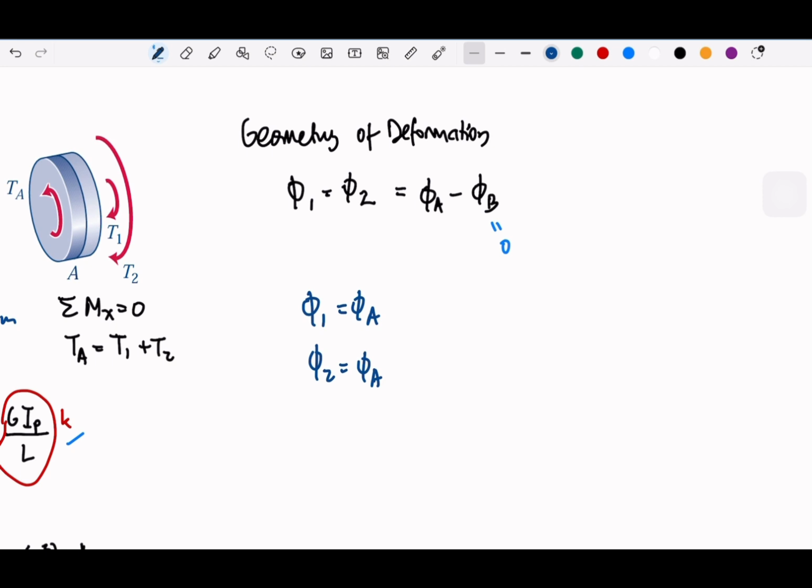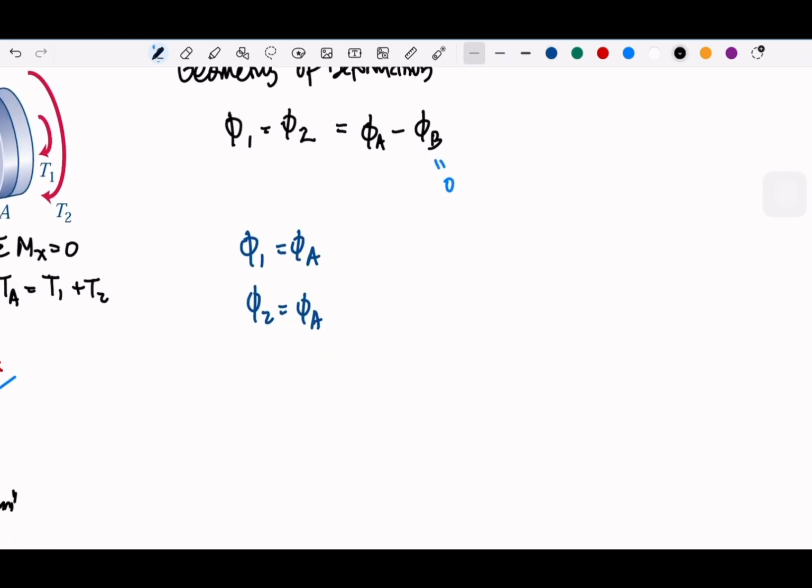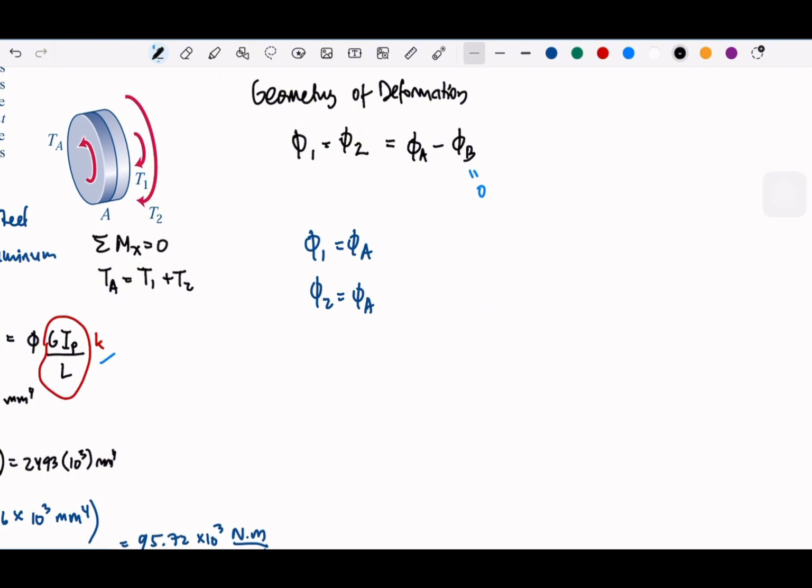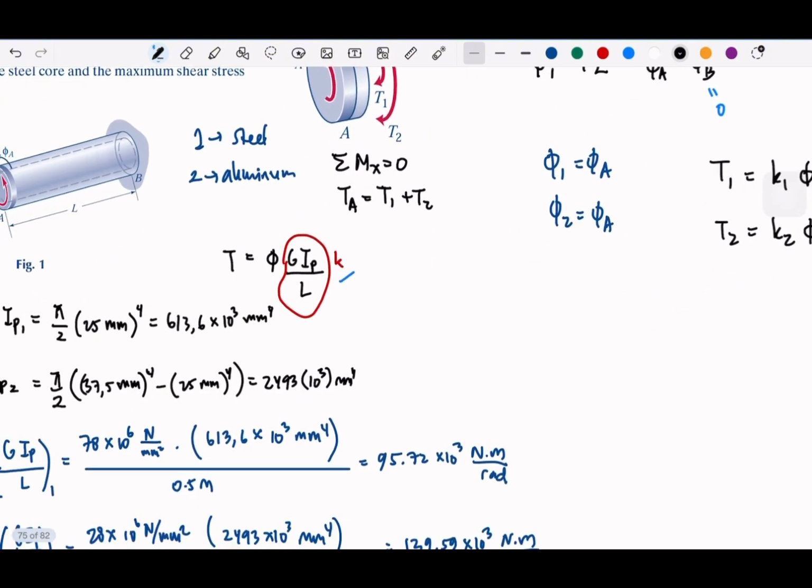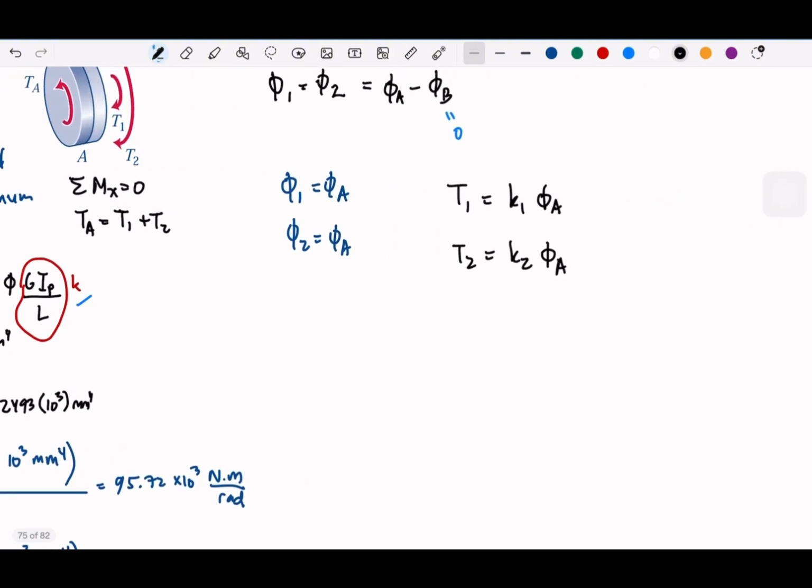So I think we can have a direct answer after we solve the solutions for the torque. From the displacement equations, we have the T1 or force equation is K1 times twist A, T2 also the same, which we can refer to our equilibrium at the beginning. T1 plus T2 is equal to TA.